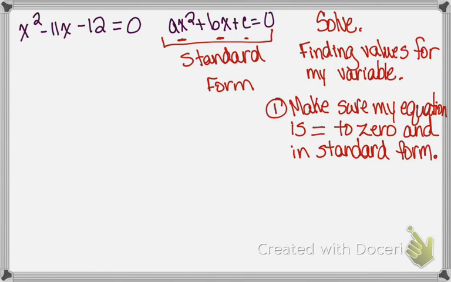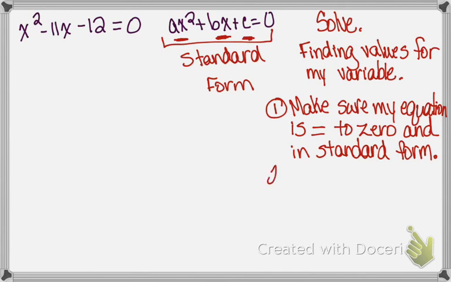So, is this one here equal to 0? X squared minus 11x minus 12 equals 0. Is it equal to 0? Yes. Is it in standard form? And that means I start with x squared, then I go to the x, and then I go to the constant. Is it in standard form? You've got to make sure that that's the case. Okay? That's your first step.